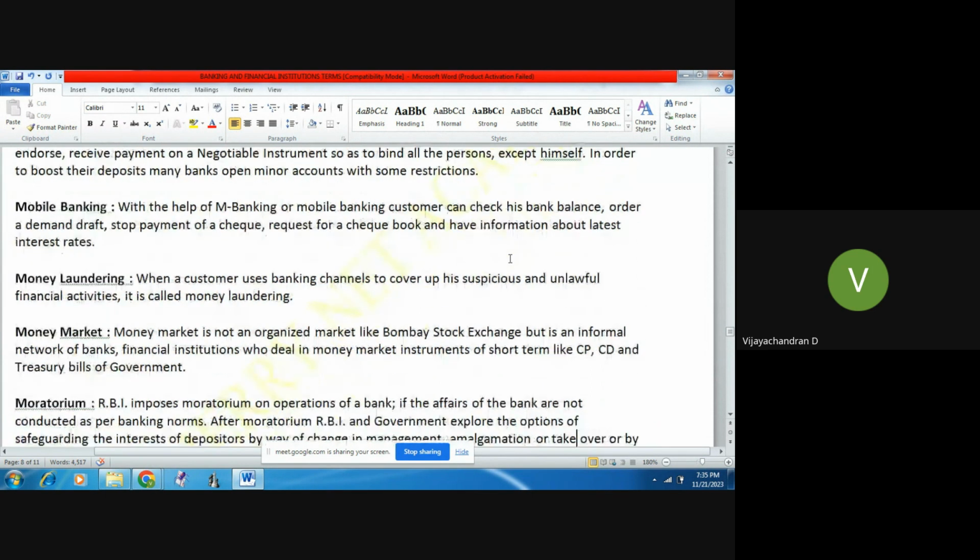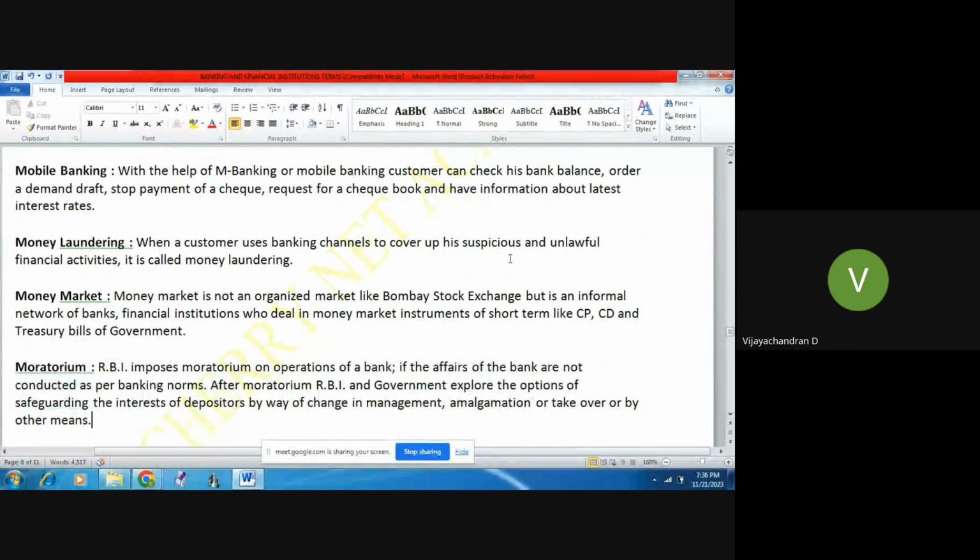Then money laundering means what? We can cover the suspicious and unlawful financial activities. So doing a banking transaction in an unlawful, illegal or suspicious way. Suppose you use a cheque fraudulently for drawing money, those things come under money laundering. Fraudulent activities are known as money laundering. Using ATM cards fraudulently, all are coming under money laundering.